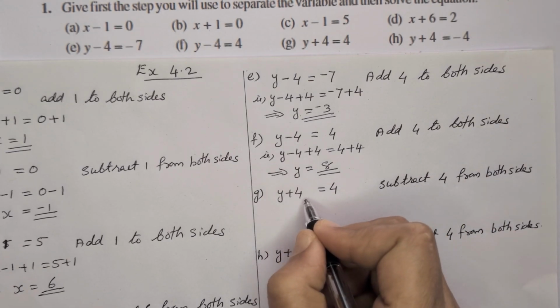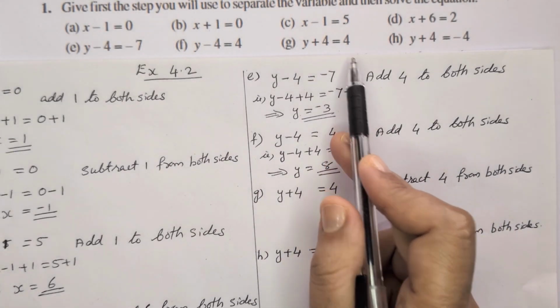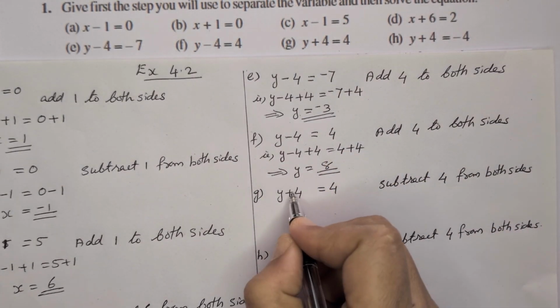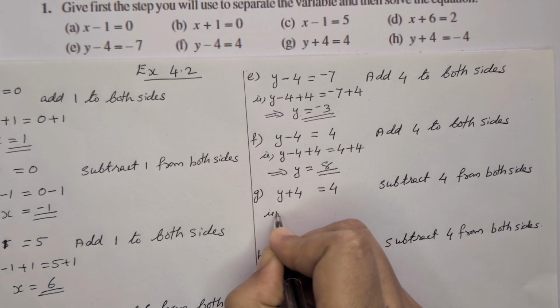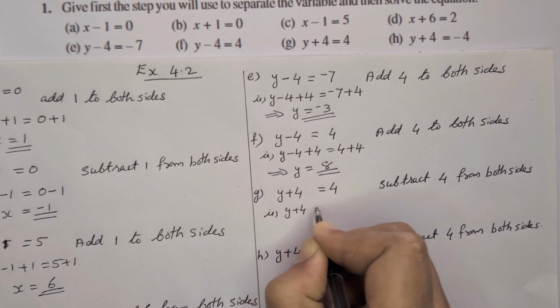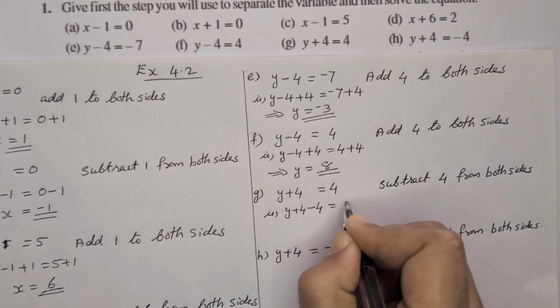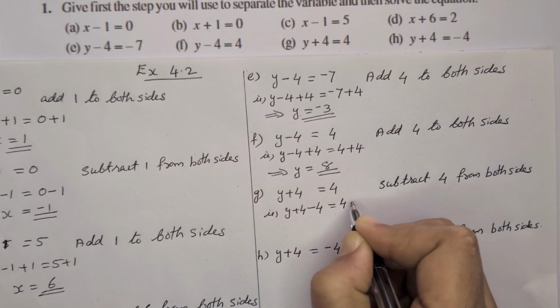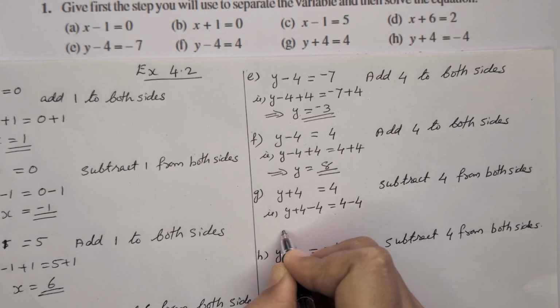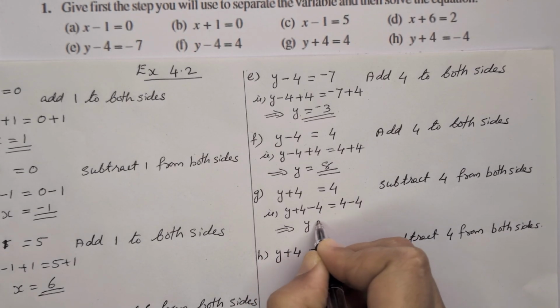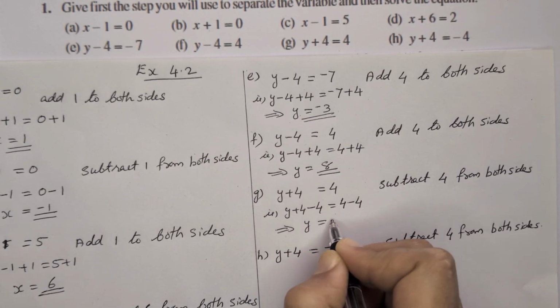The other side. Here y plus 4 is equal to 4. So we have to remove this plus 4, we have to subtract 4. y plus 4 minus 4 is equal to, right side also 4 is there, that minus 4. 4 minus 4, 0, which implies y is equal to 0.